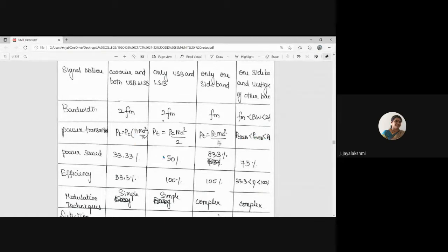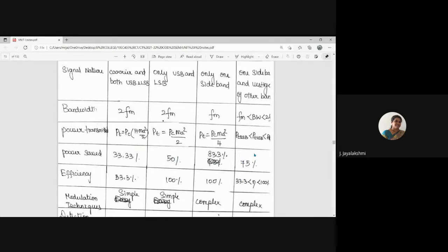And how much power are you going to save? Of course, if you are not going to suppress the carrier, it means more power is spent on transmitting the carrier signal along with the sideband signals. So it is 33.33% of the power that is useful. Whereas coming to the double sideband suppressed carrier, it is 50%. And single sideband transmission has got an enormous amount of power being saved, like 83.3%. And the last category, vestigial sideband transmission of AM signal, saves 75%, not 83%.